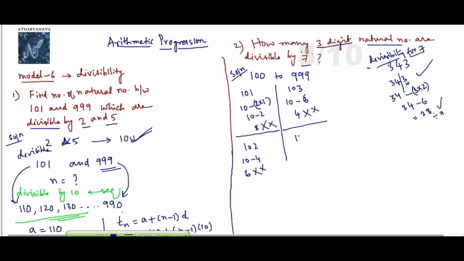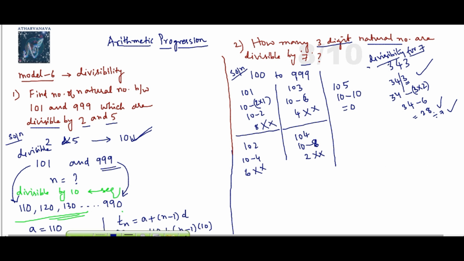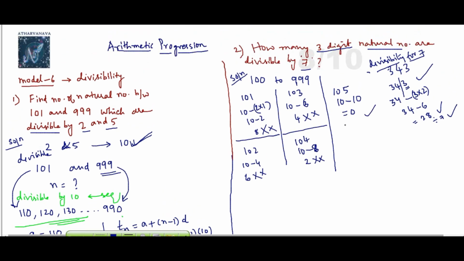Then we have 104. So 104 should be 10 minus 8, which becomes 2. It's not possible. And then we will check with 105 now. 10 minus 10 which is 0. Either you should get a number which is a multiple of 7 or you should get 0. You got 0, so it should be divisible by 7.